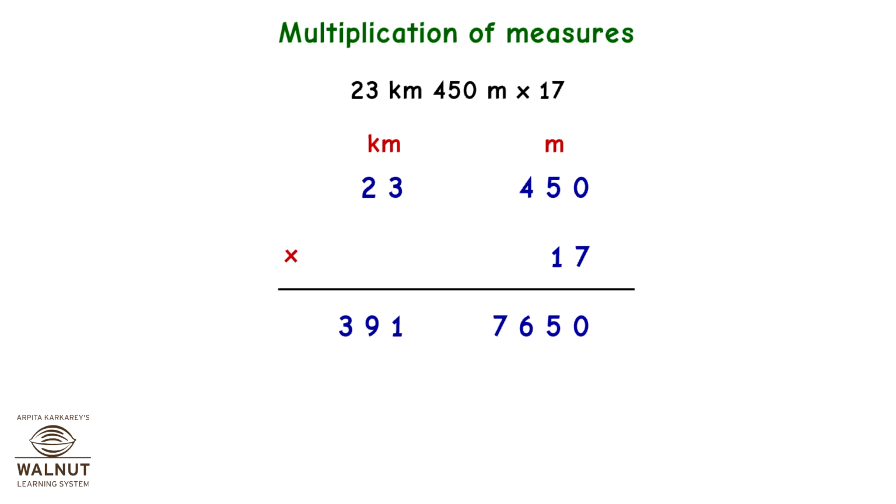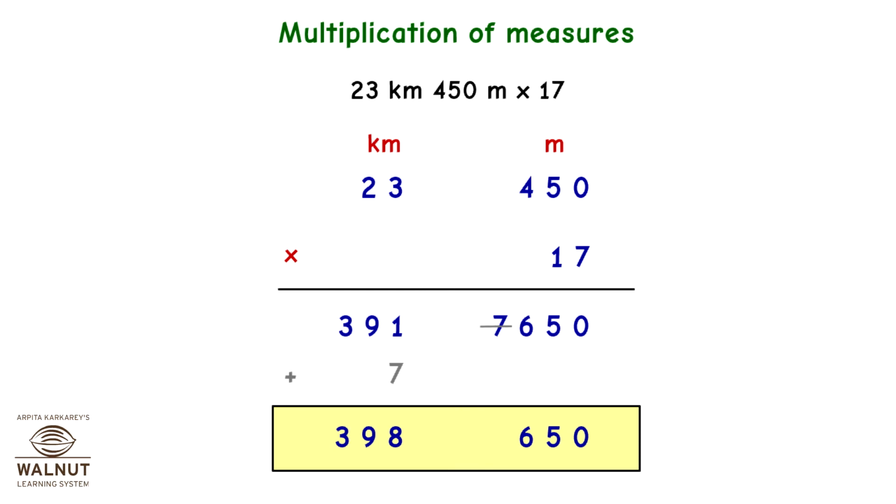We know that 1000 meters is equal to 1 kilometer. Here we have 7 kilometers which we can add to the kilometers and keep the remaining meters. We add up the kilometers and that is our answer. 398 kilometers and 650 meters. Let's take a look at another one.